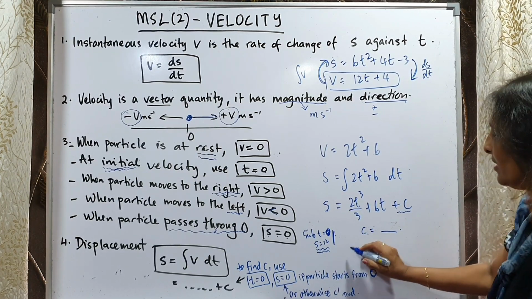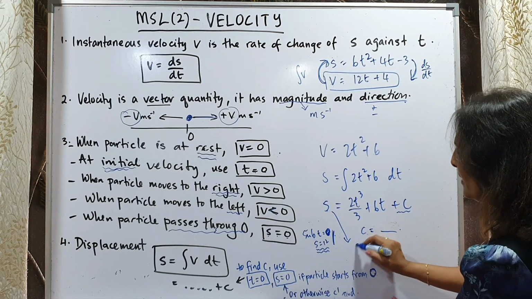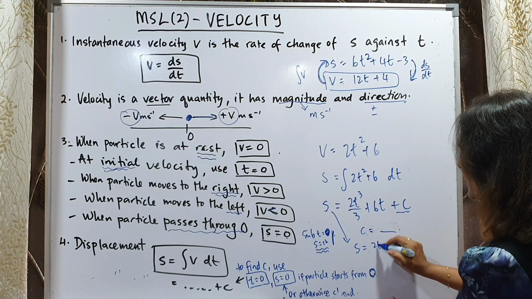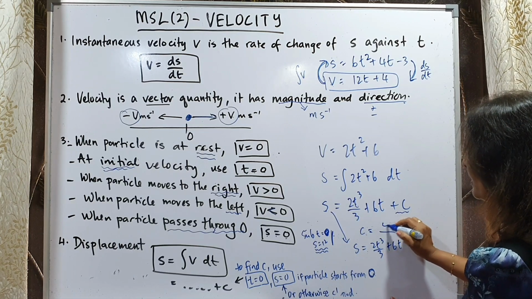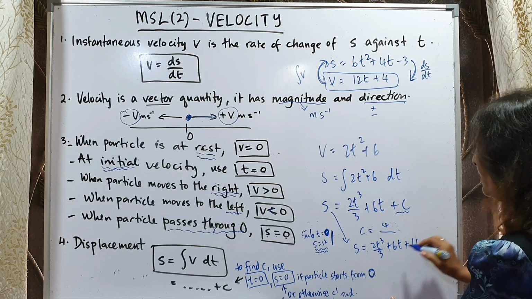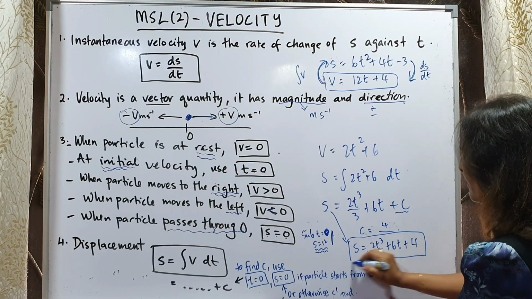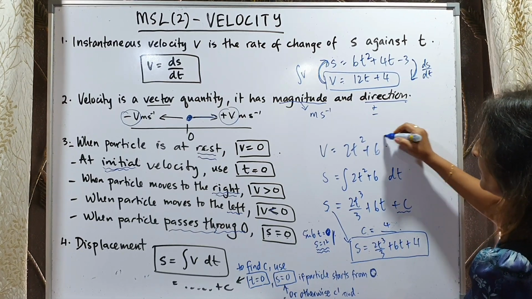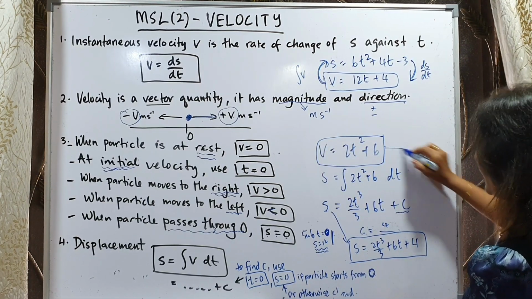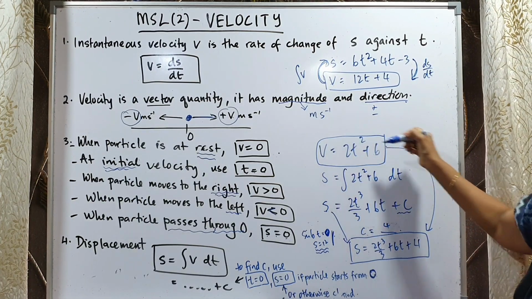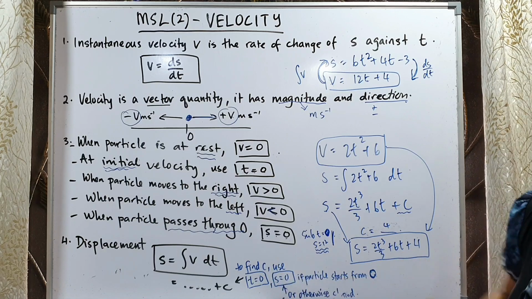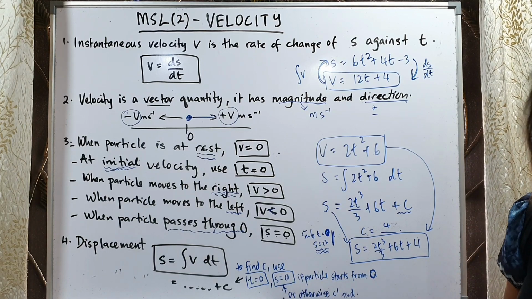Once you get your c, you can write back the s equation: 2t cubed over 3 plus 6t. Let's say you found c is 4. So you put plus 4. It's just an example. So from the velocity equation, you can get a displacement equation also by integration.